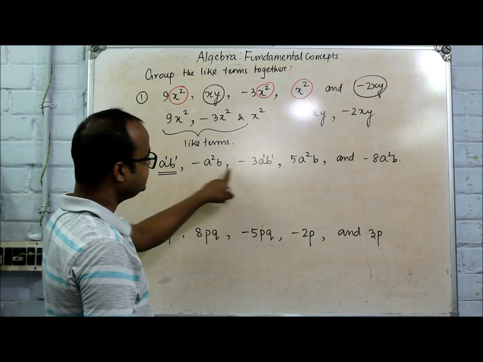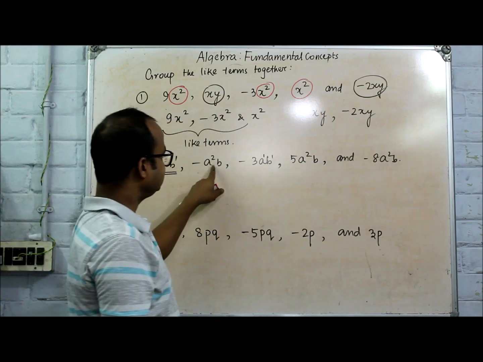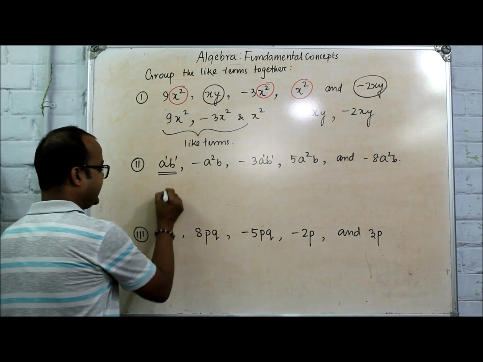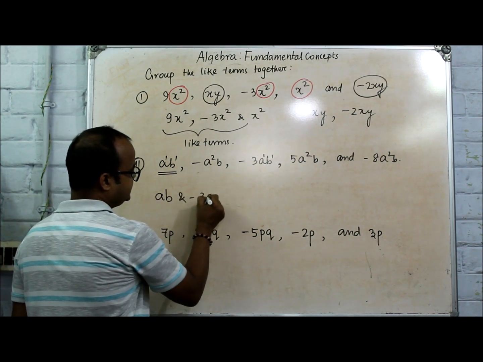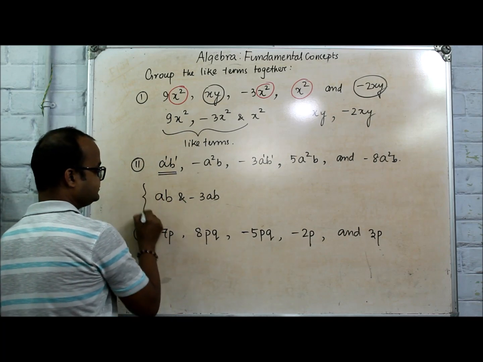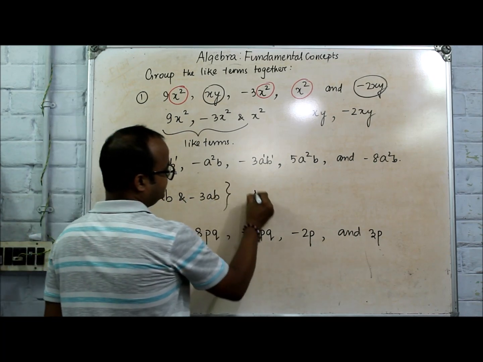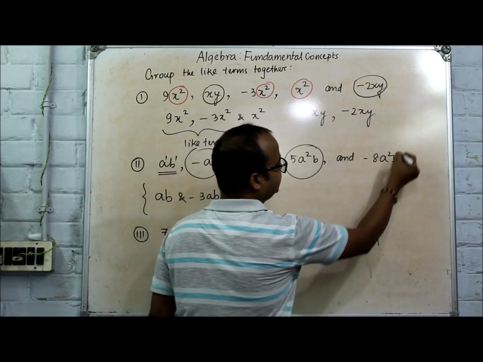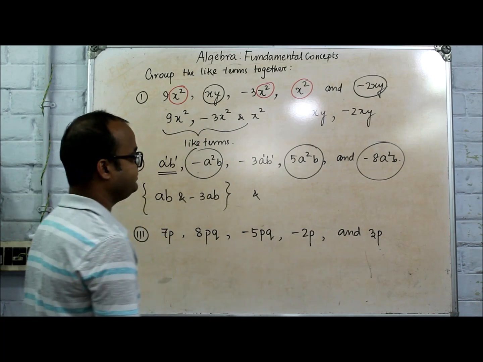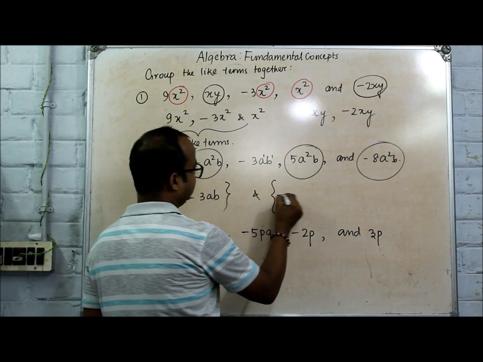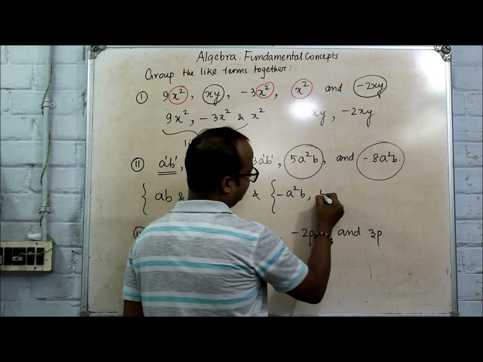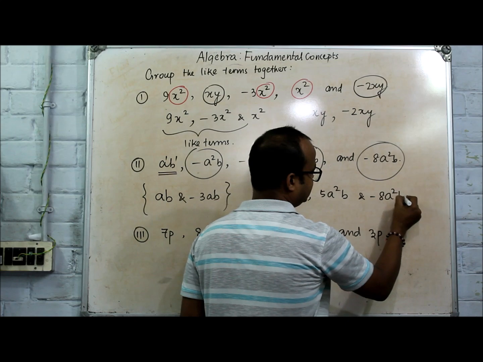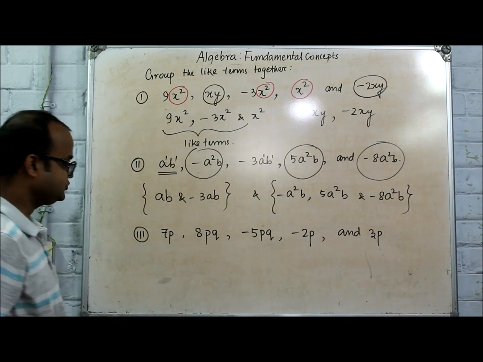Is any ab term there? No. A square b, a square b, a square b. So here we can say ab and minus 3ab are like terms, and minus a square b, 5a square b and minus 8a square b are the like terms.